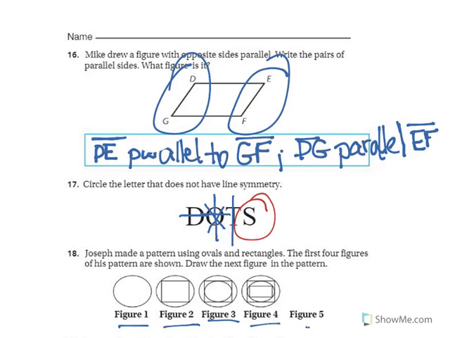So figure 5 would have what next? Well, it would copy figure 4 to start with. It has an oval with a rectangle in it that has another oval with a rectangle in it. So now, to make it figure 5, we would have an oval inside that rectangle.